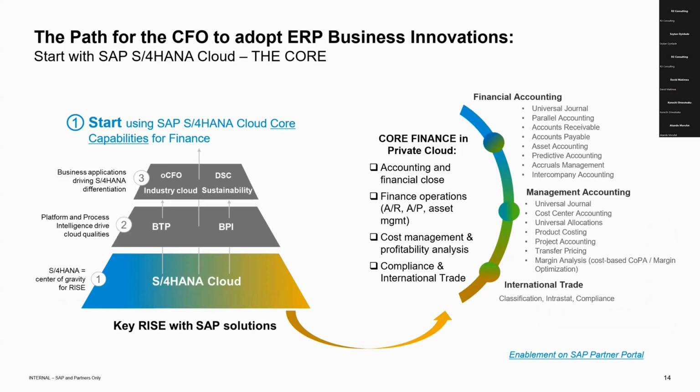So if you look at the CFO, the CFO has a lot of responsibility. So here, the key is to make the job easier for the CFO and the finance team. If you look at financial accounting, we have the universal journal and the parallel accounting. So let me explain what we mean by parallel accounting.